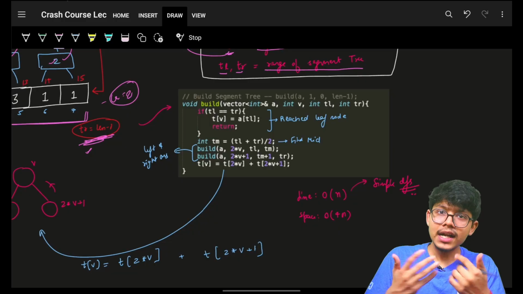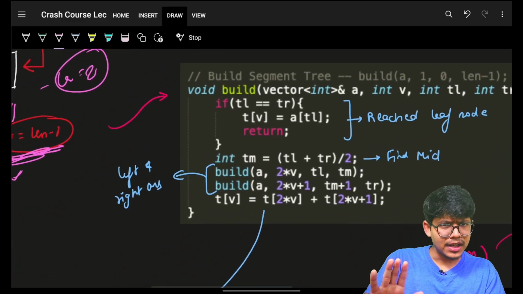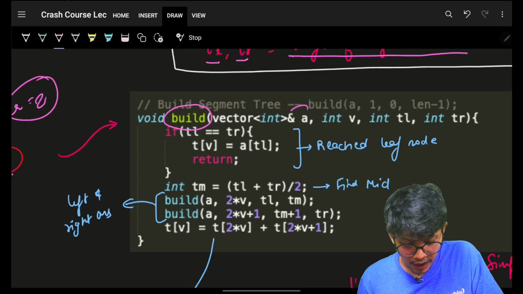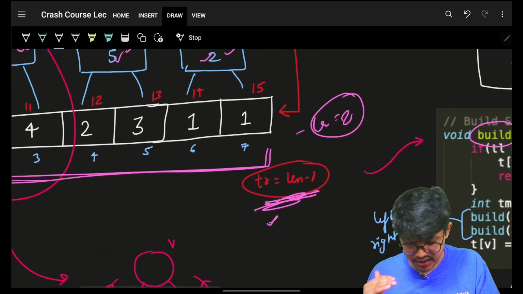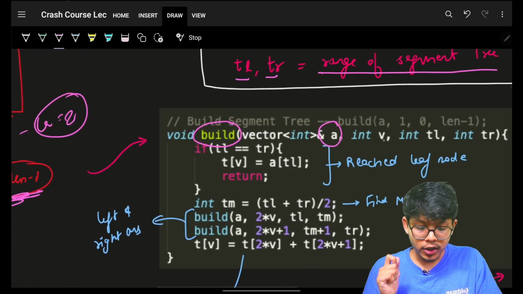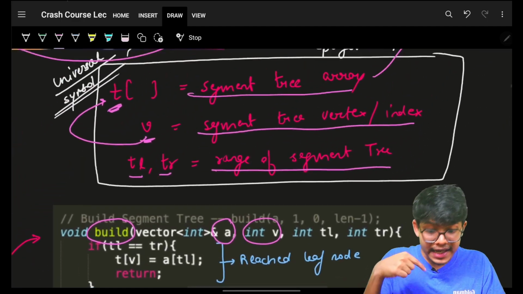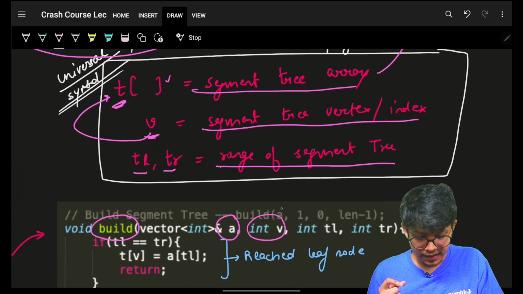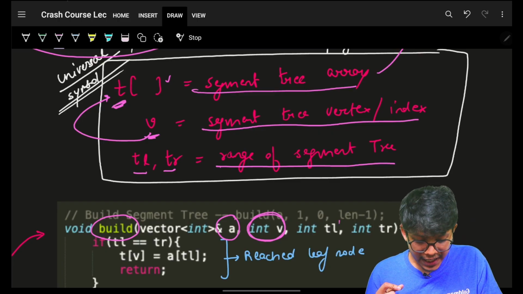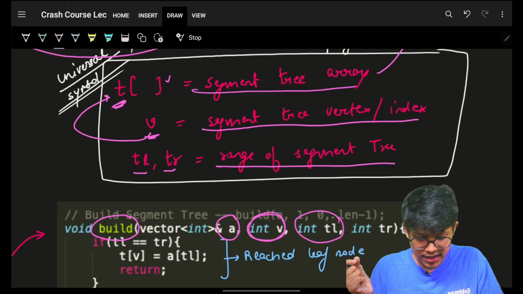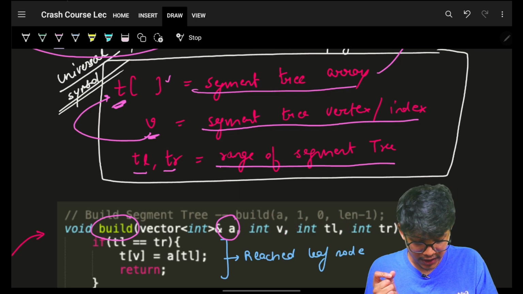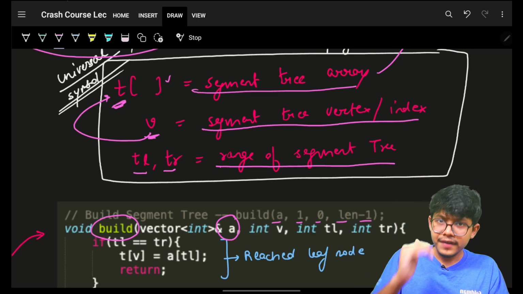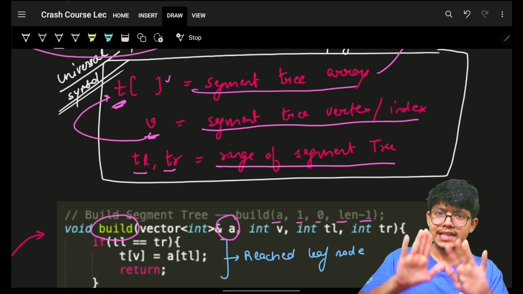Now, let's build up the segment tree. Again, it is a simple recursion. Build is a function which requires the input array. It requires my V. Remember, V is the index of our tree. I require a V, I require a TL, the left, which is 0, and TR, which is right. As you can see, I have also commented it. Every code, every link will be in the video itself. So no worries, I will give you everything.